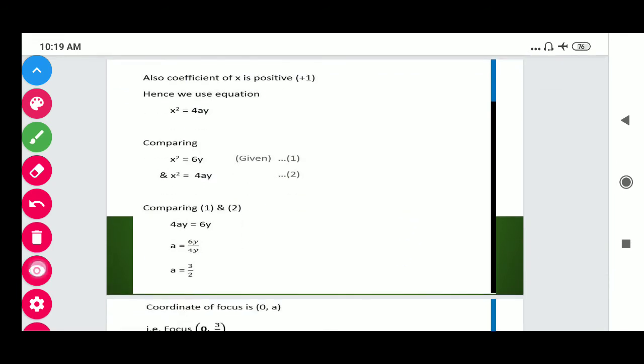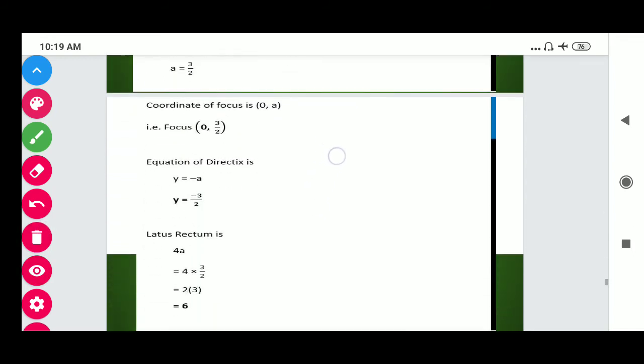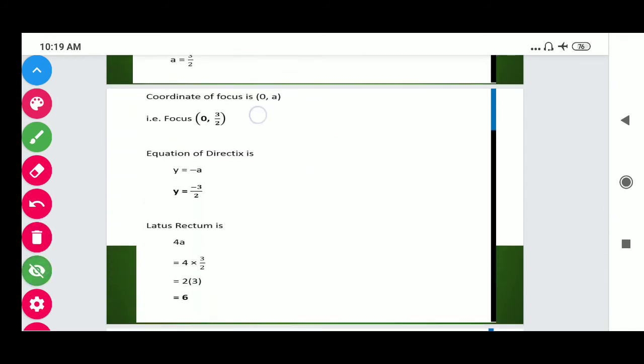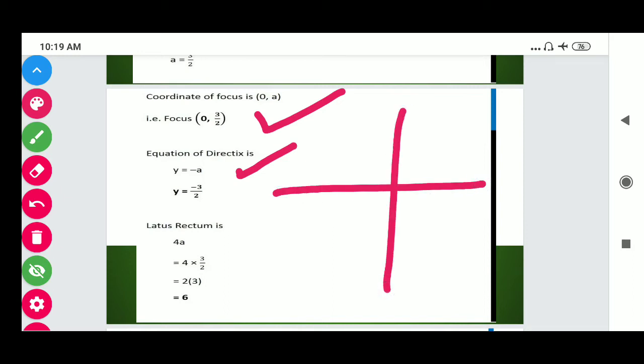You can see here, this is very simple. On comparing these two we get a = 3/2. Now the coordinates of the focus are (0, a), so the coordinates of the focus are (0, 3/2). The equation of the directrix is y = -a. Okay students, here the focus lies on the positive side of the y-axis.